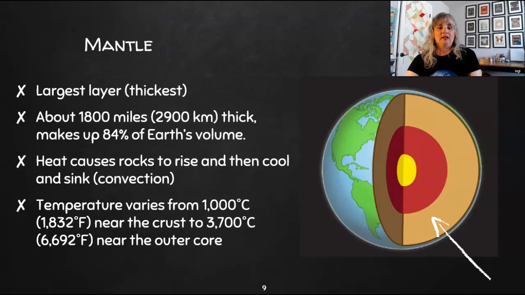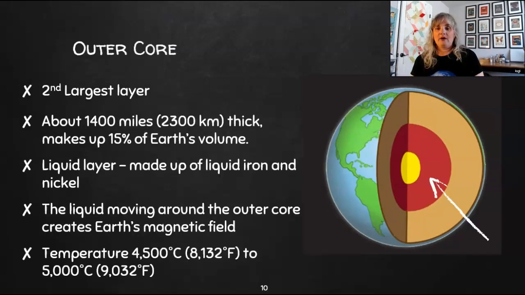The next layer is called the outer core. It is the second biggest layer. It is about 1,400 miles thick. It makes up about 15% of the Earth's interior. It is the only liquid layer of the Earth.